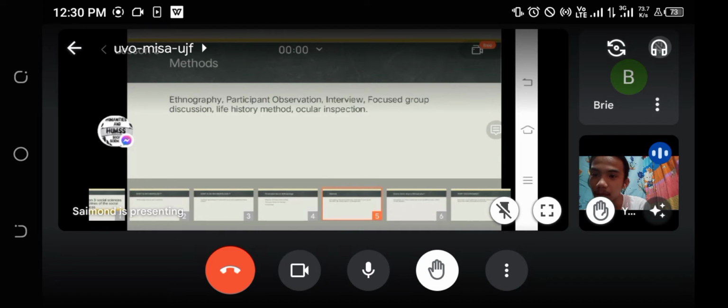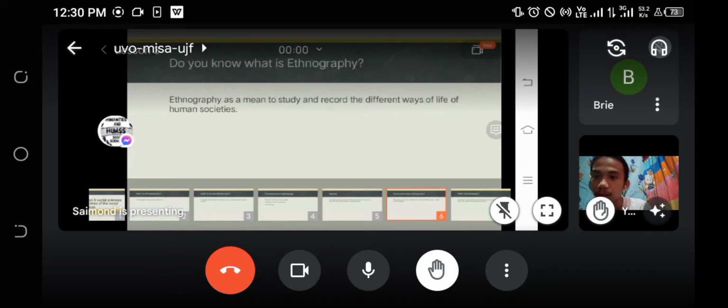Methods: ethnography, participant observation, interview, focus group discussion, life history method, ocular inspection. Do you know what is ethnography? Ethnography is a means to study and record the different ways of life of human societies. It is the scientific description of customs of individual people and cultures. A classic example of ethnographic research would be an anthropologist traveling to an island, living within the society on said island for years, and researching its people and culture through a process of sustained observation and participation.